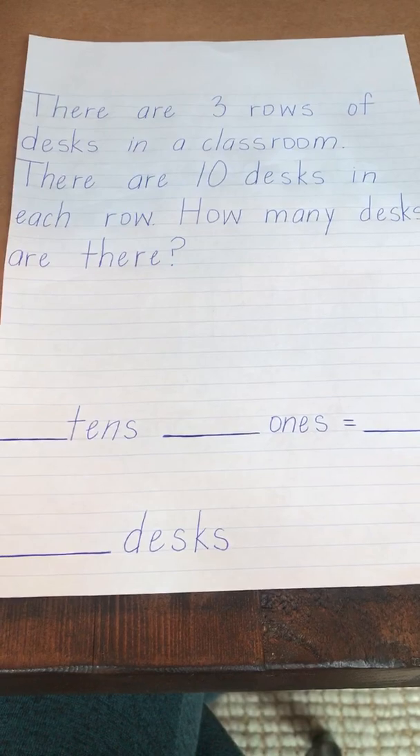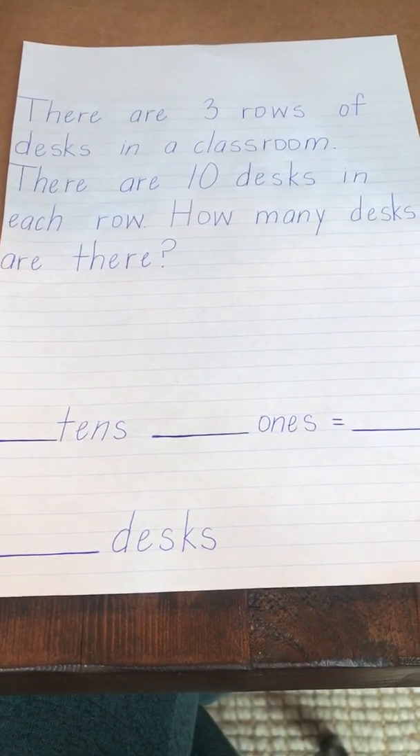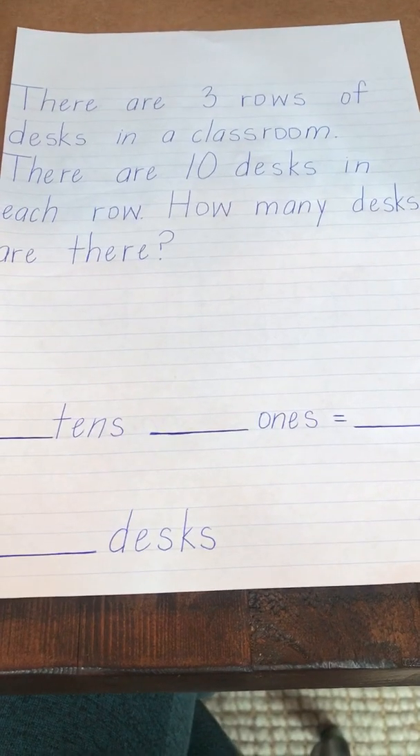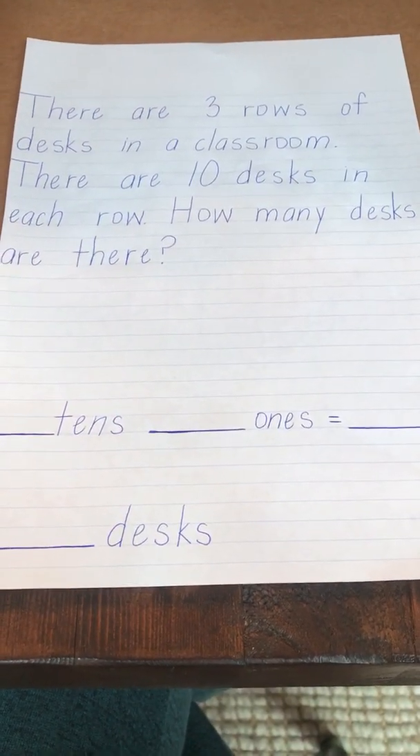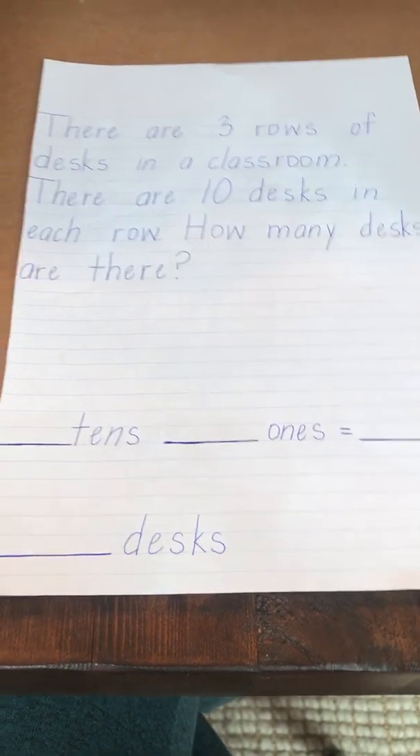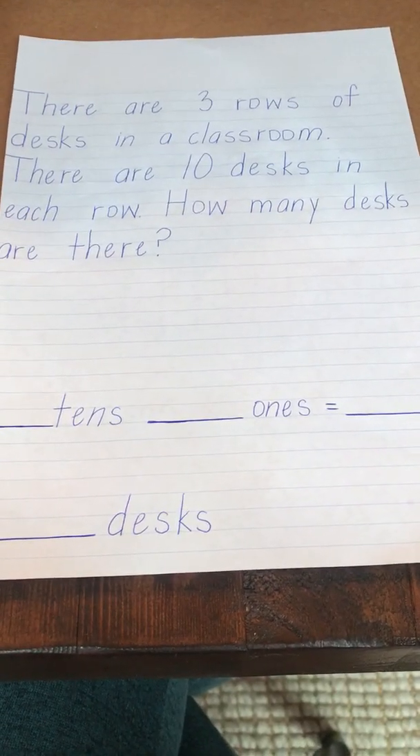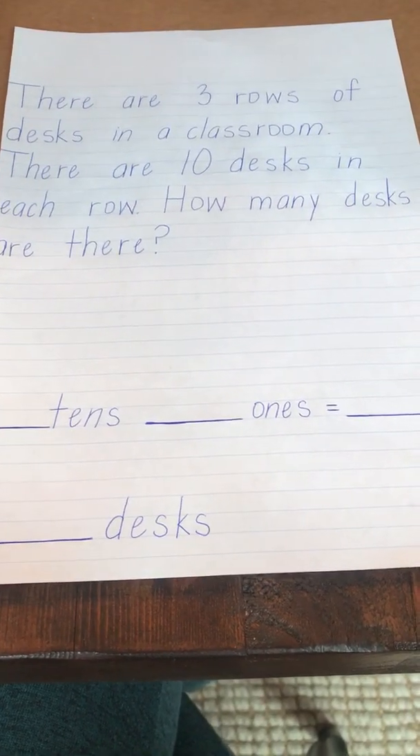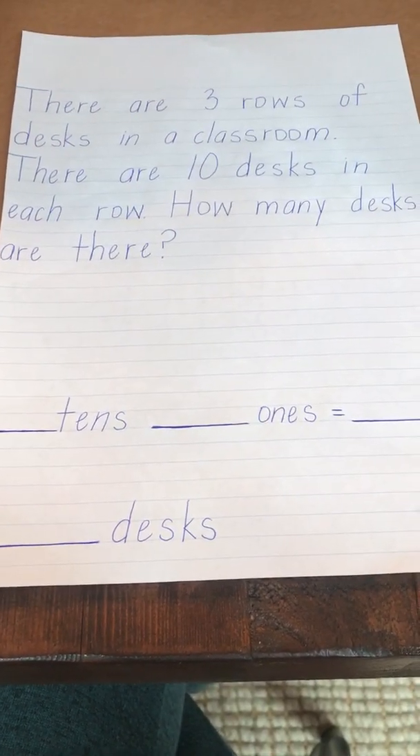There are 3 rows of desks in a classroom. There are 10 desks in each row. How many desks are there? Did you create a picture in your mind? Good. So you should be in a classroom and you should be thinking of desks, and you should see the desks all lined up in a row. How many desks should be in each row? 10. Very good.